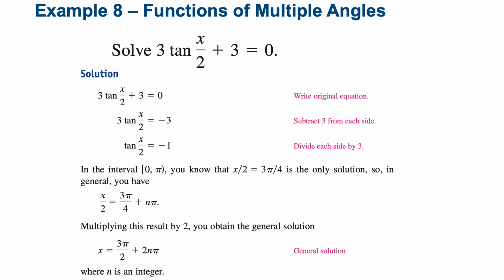So what does that mean? That means we let the input, which is x over 2, equal 3 pi over 4 plus n pi, because tangent has a period of just pi. Remember, this n pi is basically saying, consider all the coterminal angles, because they didn't tell us to solve over an interval, they just said solve equals 0. So now the last thing we need to do is multiply everything by 2, and then you get x is equal to 3 pi over 2 plus 2n pi.